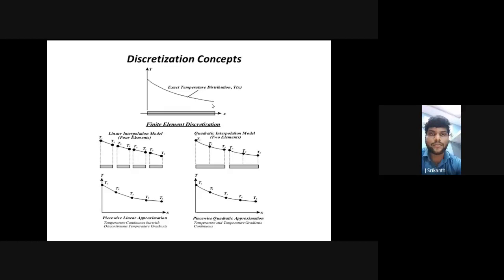For example, this is the whole body. The curve is the whole body. But to do some analysis on the whole body is very difficult. At that time, I am choosing the finite element method, the discretization process. We are dividing into smaller elements. The first one, T1 to T2, is element number 1. T2 to T3, element number 2. T3 to T4, element number 3. T4 to T5, element number 4.